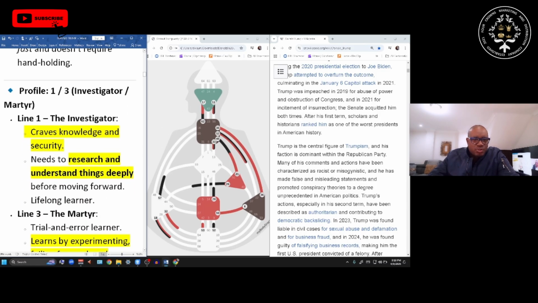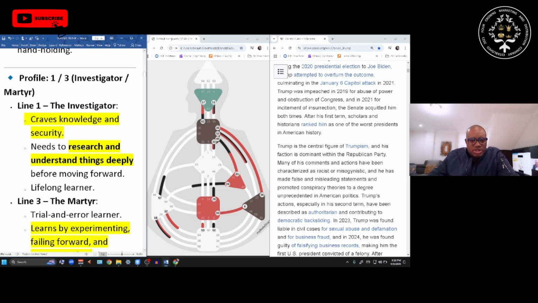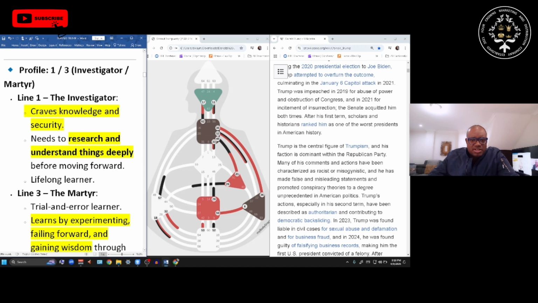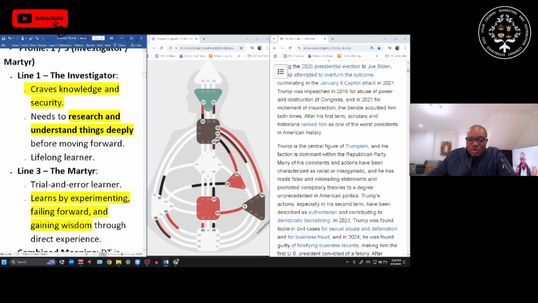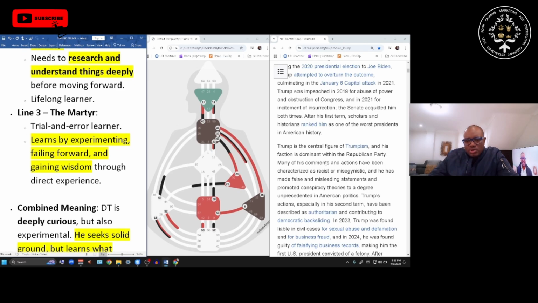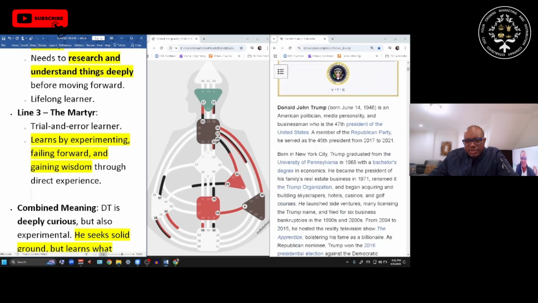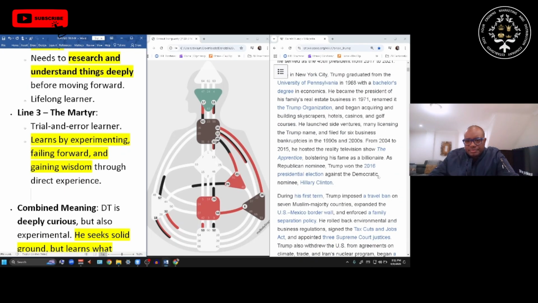Sure, right. His profile is a 1-3, investigator and martyr. He craves knowledge and security, which is the investigator line. He also needs to research and understand things deeply before moving forward, and he's a lifelong learner. Also, he's a martyr through trial and error learning: he learns by experimenting, failing forward, and gaining wisdom through direct experience. We read that earlier with the whole idea of the bankruptcies of those companies that he had, which was highlighted.